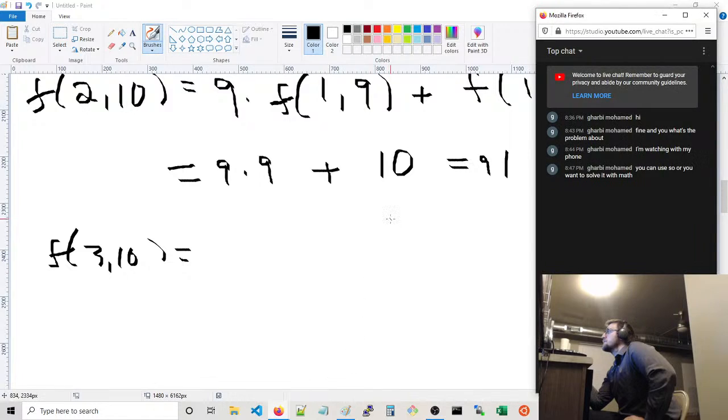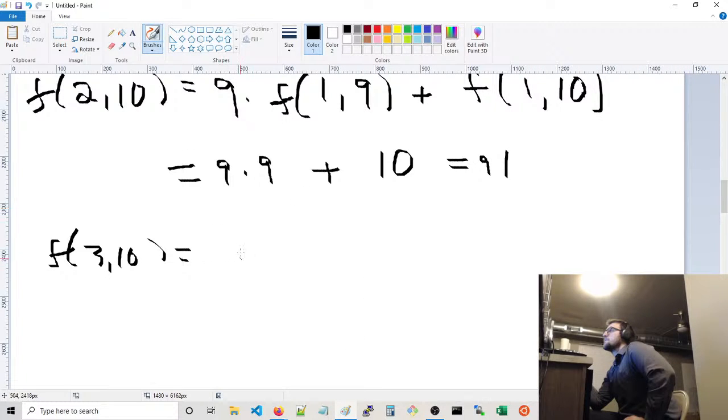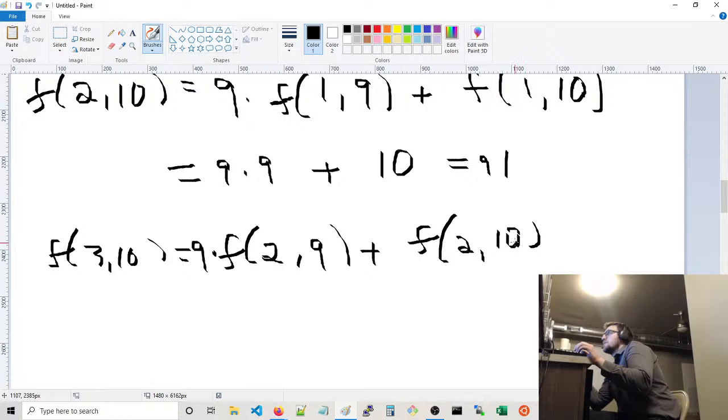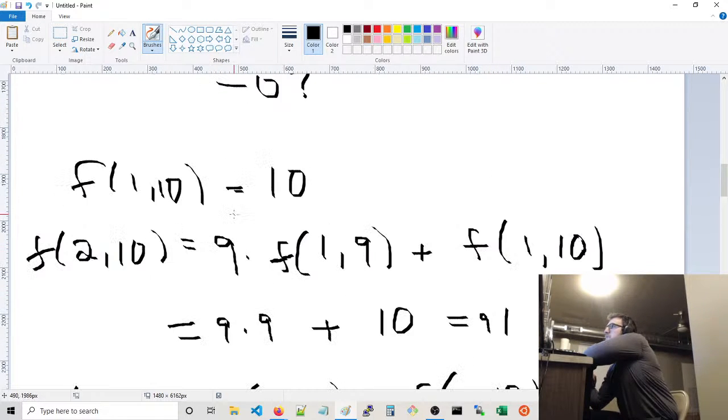Now f of 3, 10 though, get something entirely different. You would say f of 2, 10, which fortunately is where it's recursive. And no, sorry, it's not. F of 2, 9 times 9 plus f of 2, 10. F of 2, 10 we already showed to be 91, so that's nice. However, for f of 2, 9, it's a little different.